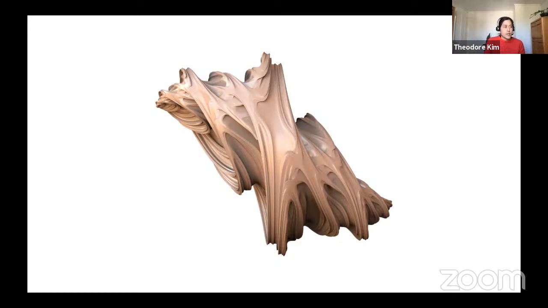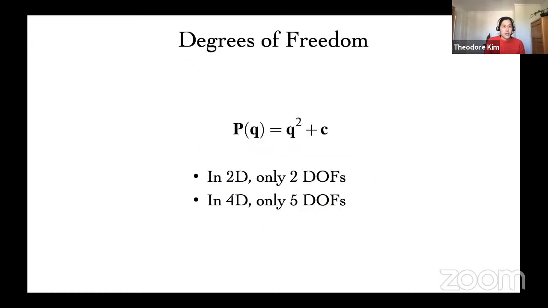Okay, we still have the control problem. This is great if you want something that looks exactly like that Julia set, but there actually are not that many degrees of freedom here. In 2D, you only have 2 degrees of freedom that you can play with, and in 4D, you only have 5. So if within those degrees of freedom you can't find your bunny or the shape that you want, you're pretty much out of luck. And this is the function that everyone's been experimenting with for a long time.